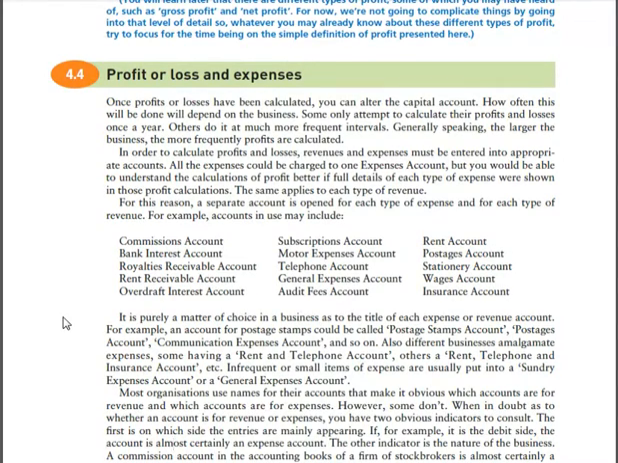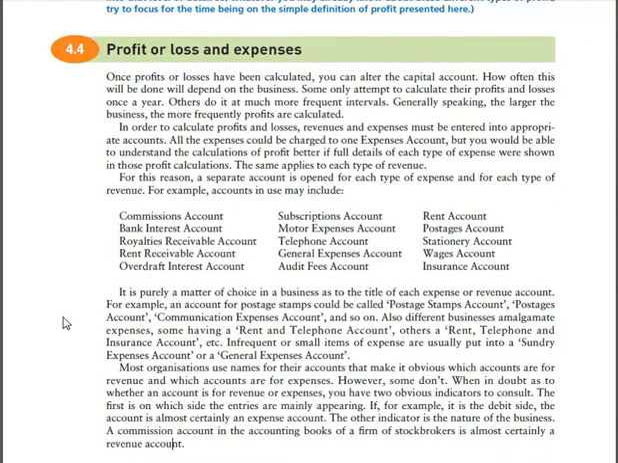The name of the account would generally entail whether it is a revenue account or an expenses account. So if we look in the first column, commission account, commission is generally earned on sales, so it would be a revenue account. Bank interest, as the name suggests, is interest paid to the bank, so it is an expense account. Royalties receivable, because it mentions receivable, which means we would receive it, so it would be a revenue account. Rent receivable again would be a revenue account.